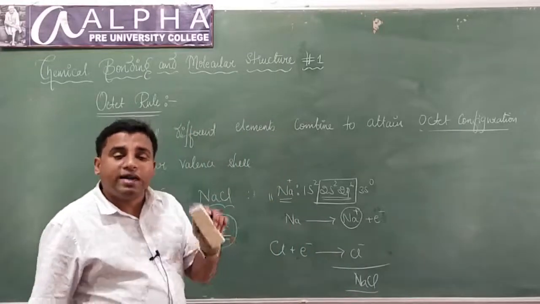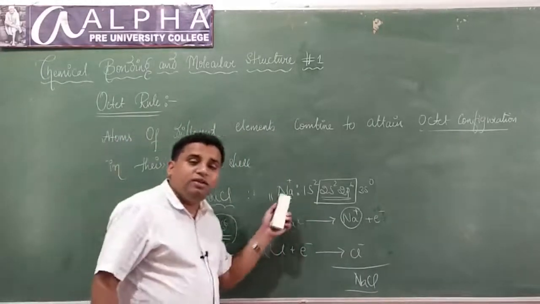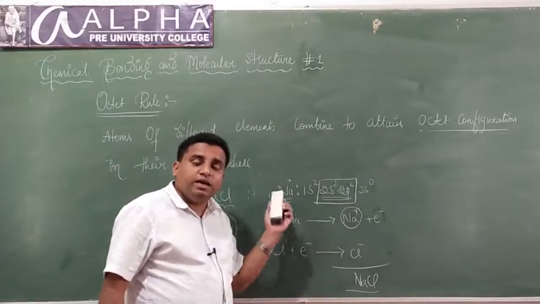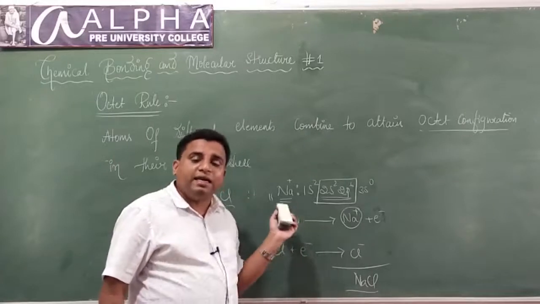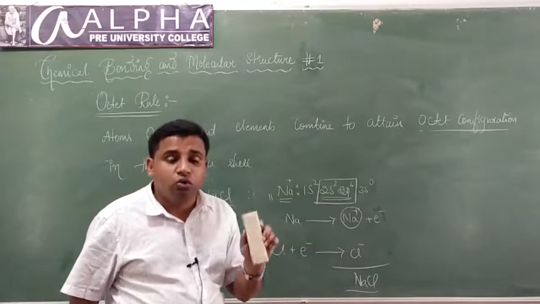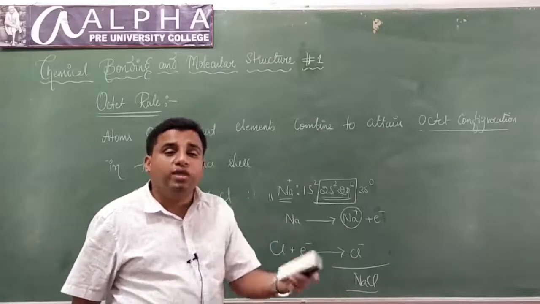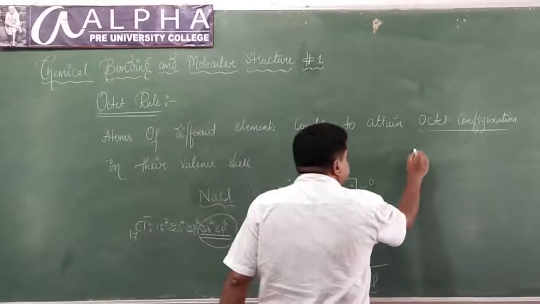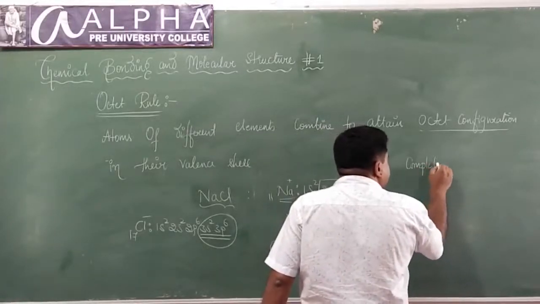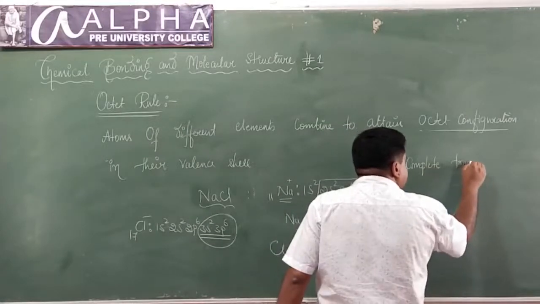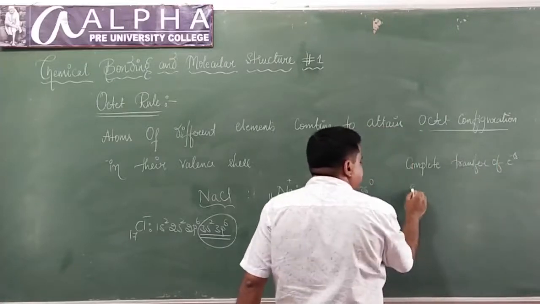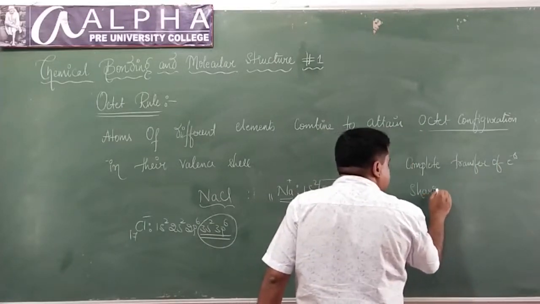In order to attain stability, sodium will give out 1 electron, and chlorine will take up 1 electron. So both of them attain the nearest noble gas configuration. That means they will have 8 electrons in the outermost shell, and hence they become stable. This is what we call the octet rule. Atoms combine. How do they combine? Either by complete transfer of electrons, or by sharing of electrons.